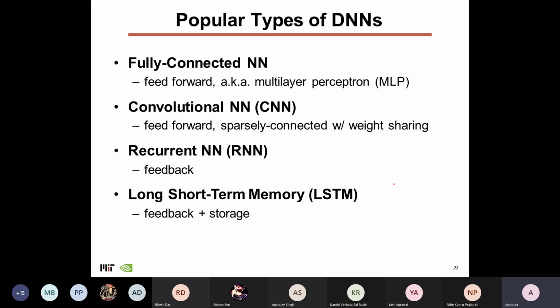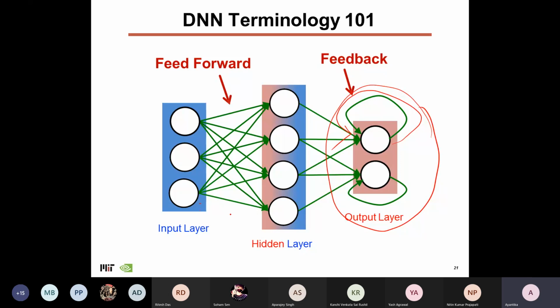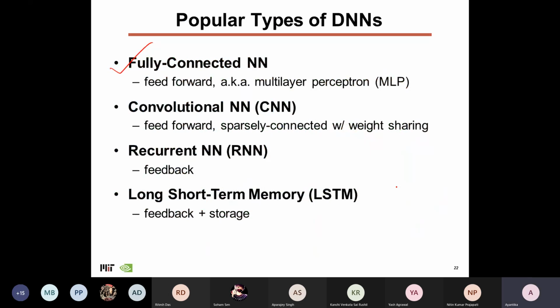First one is fully connected. So far you understood what we mean by fully connected, how it looks. Next we have CNN. CNN may include some feed forward paths or some sparse paths too. Next, with some feedback, we will talk about recurrent neural network. Basically, we will talk one by one in detail. And then we will talk about some feedback along with some storage.